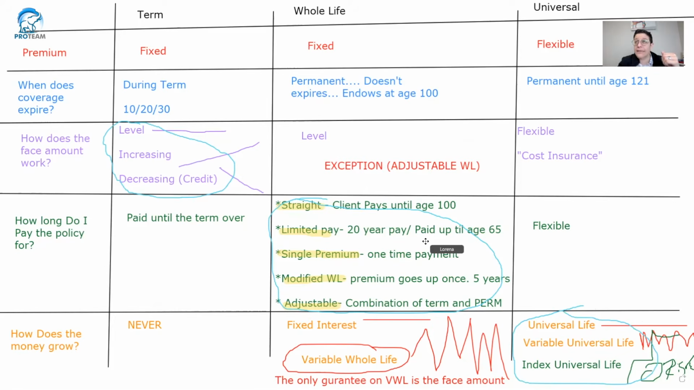The client wants to make sure that they have as much flexibility as possible. Which policy is it? Universal. Universal, okay?